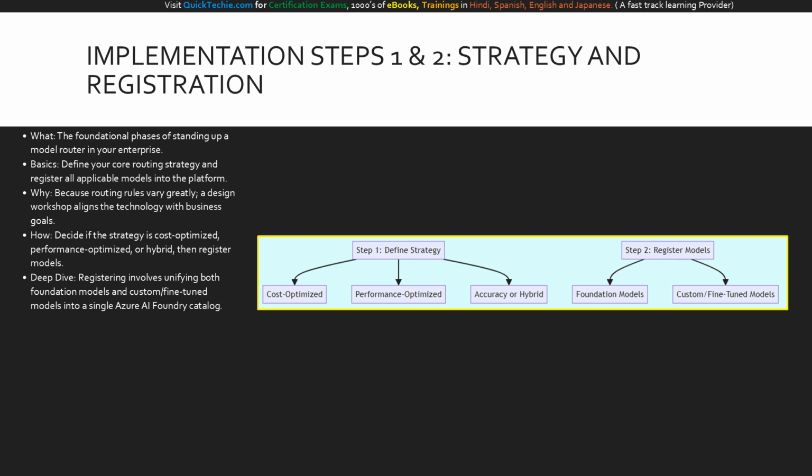This visual emphasizes that implementation is a sequential process. You cannot effectively register and route to models until you have explicitly defined the strategic business outcomes you are trying to achieve with your AI investments.